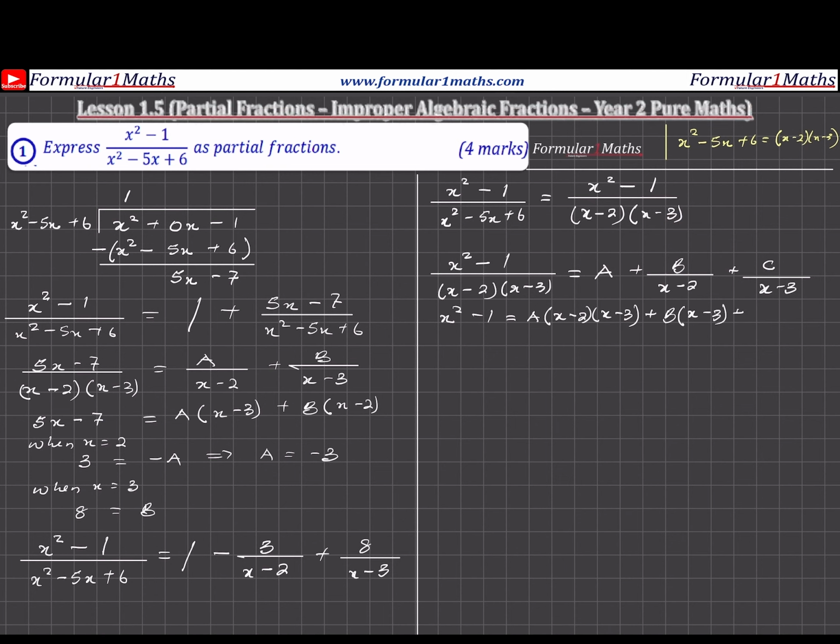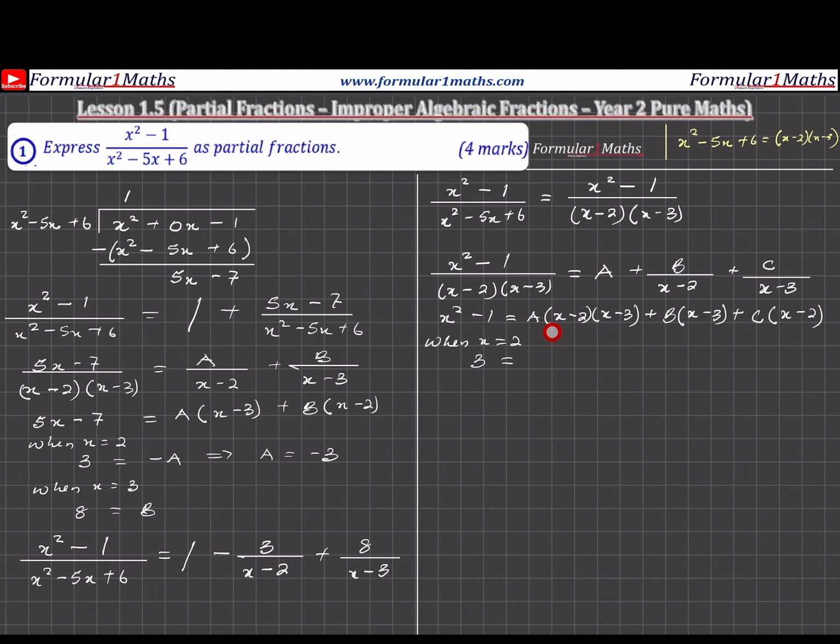And similarly, this term will reduce to c times x minus 2. Then I have to do some substitution here. So first, let x equal to 2. So when x is equal to 2, on the left-hand side, I'll have 2 squared is 4, 4 minus 1 is 3. So I have 3 on the left-hand side equals to.